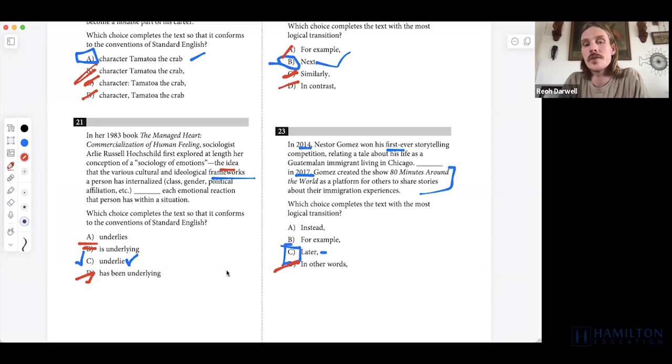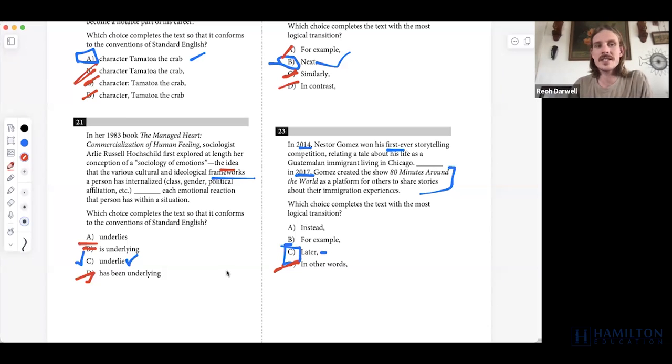Therefore, we're not going to use in other words. For example, is when we exemplify, obviously, what came before. So this second sentence would need to exemplify the case that came in the first sentence, being the storytelling competition. That maybe the story that he told. Yet it doesn't do that, right? It pivots to a new subject showing what he did in another situation.